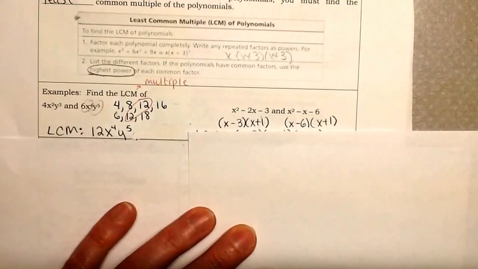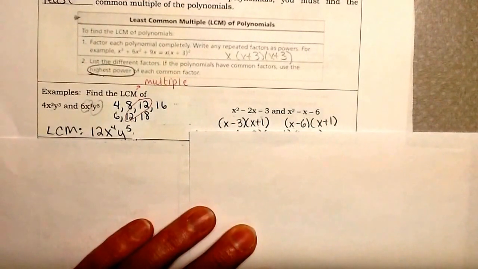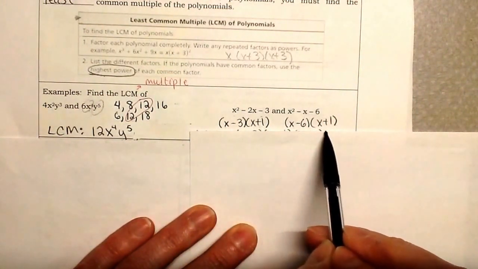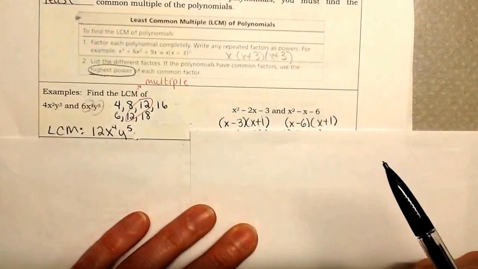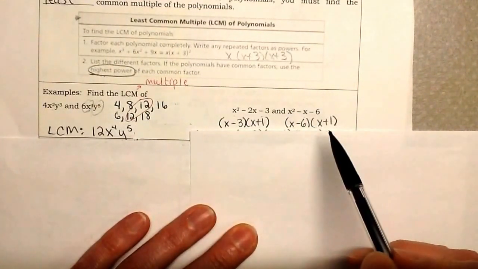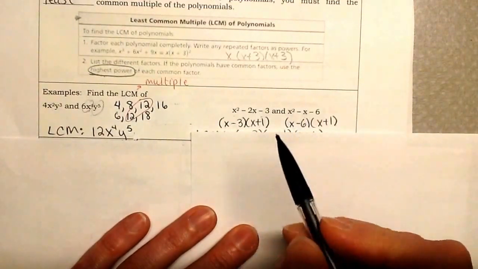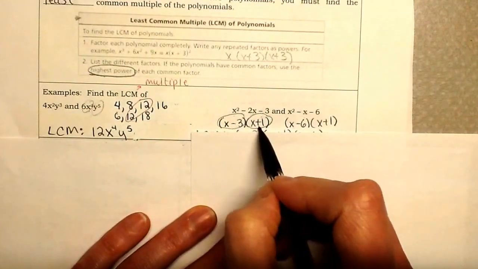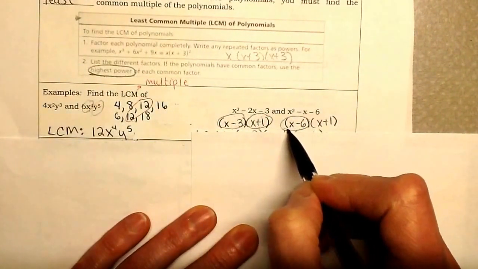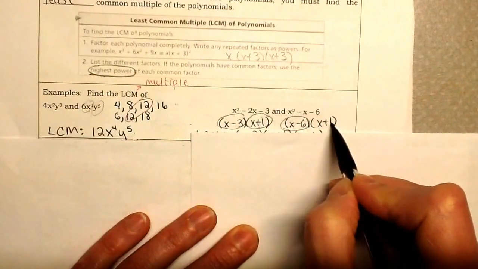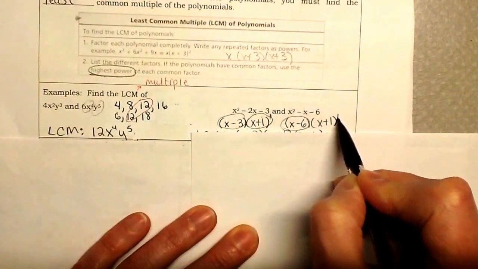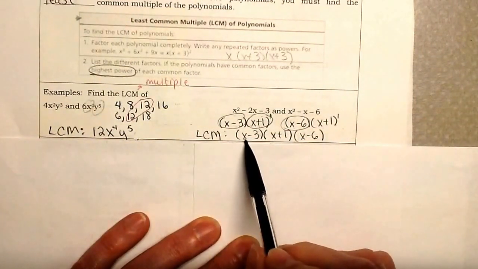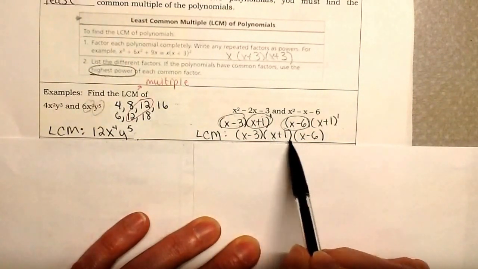All right, we need the least common multiple. Another way you can think of it is every factor has to be represented. And if there are repeats of factors, then you take the highest power. So we need x minus 3, x plus 1, and x minus 6, reading from left to right. But the x plus 1 factors are both to the first power, so we only need it to the first power. So our least common multiple is going to be x minus 3, x plus 1, and x minus 6.